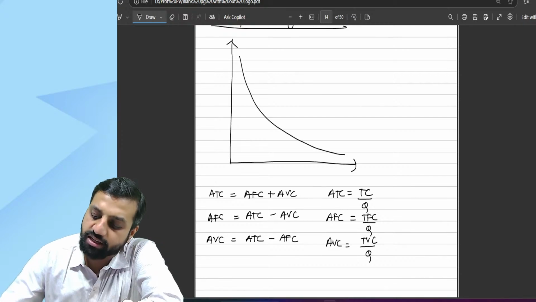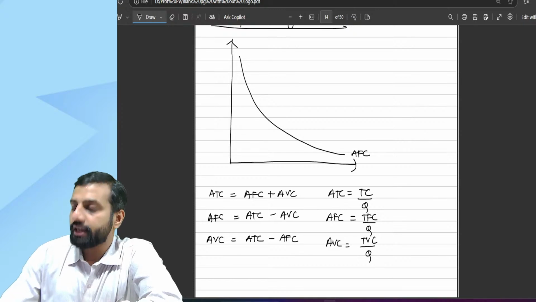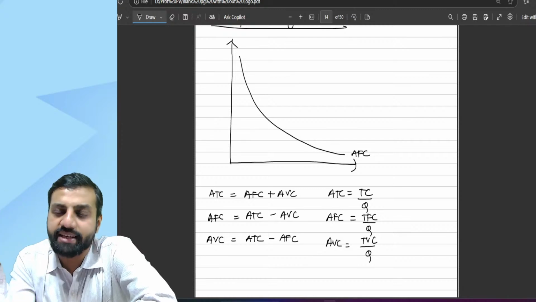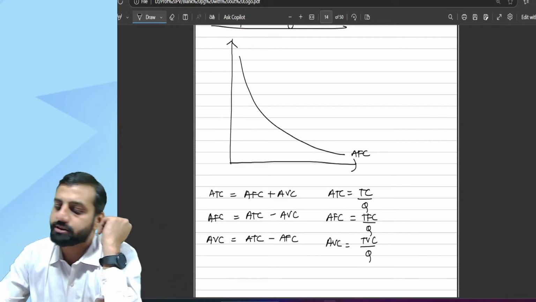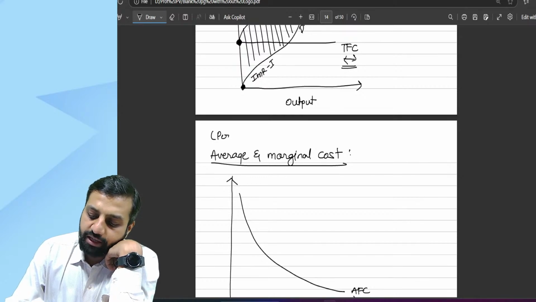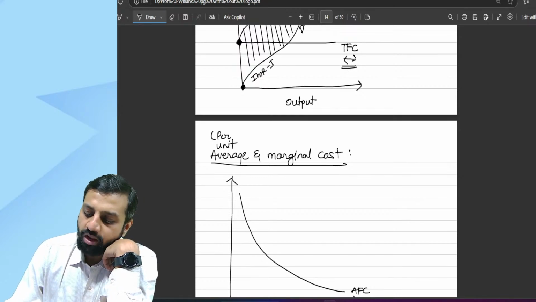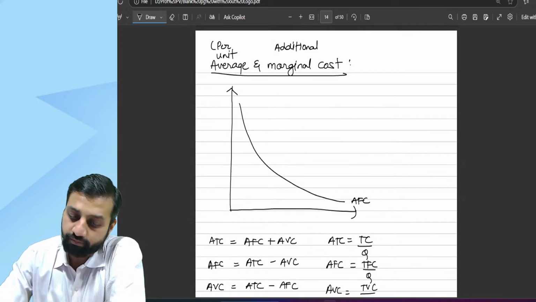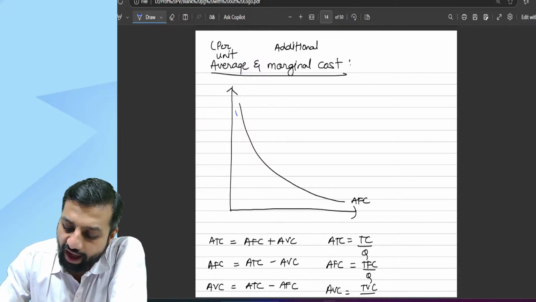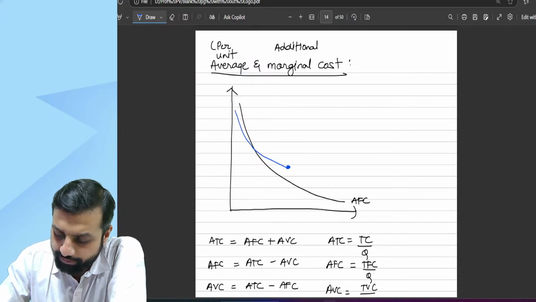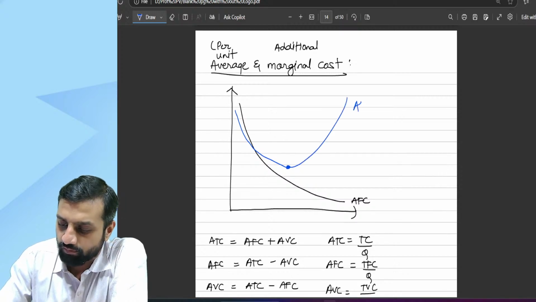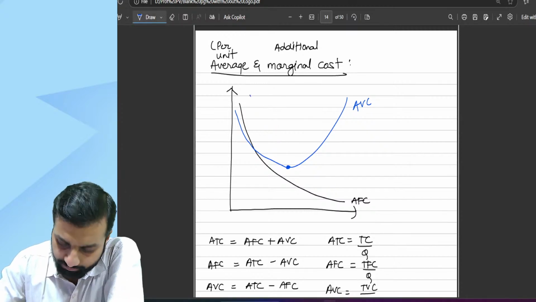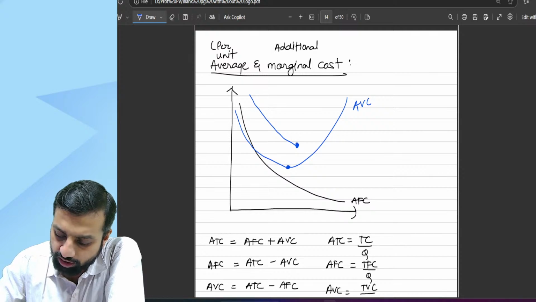Average fixed cost curve is a downward sloping curve. It is a rectangular hyperbola curve. As output rises, average fixed cost falls. Average means per unit and marginal means additional. Then we have the average variable cost curve, AVC, which is a U-shaped curve. We have average total cost, which is also a U-shaped curve.